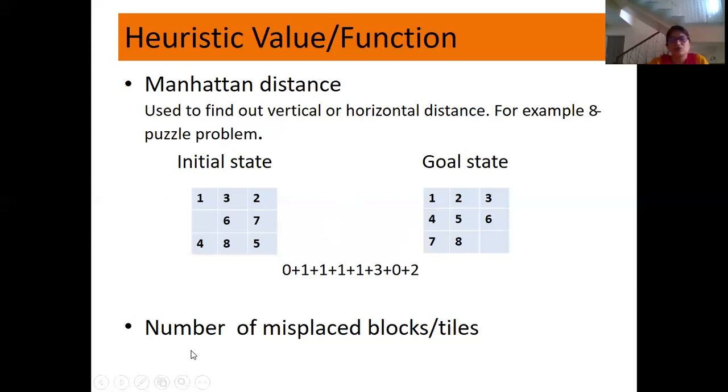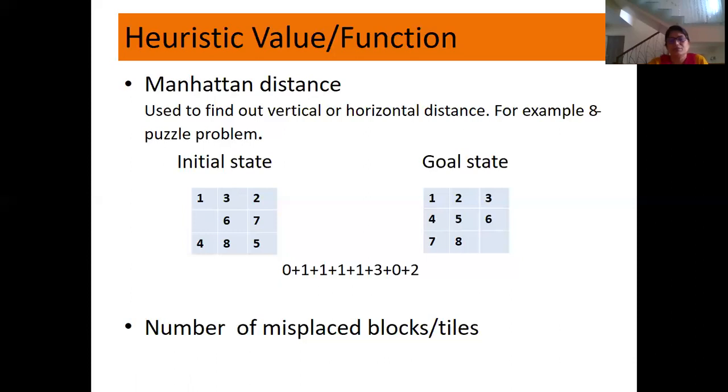Another approach or heuristic function is the number of misplaced blocks or tiles, which we already used in our previous lecture. If you remember the 8 puzzle problem, what we counted there was the number of blocks or tiles which are misplaced, and the one which has fewer misplaced tiles was the one expanded further.